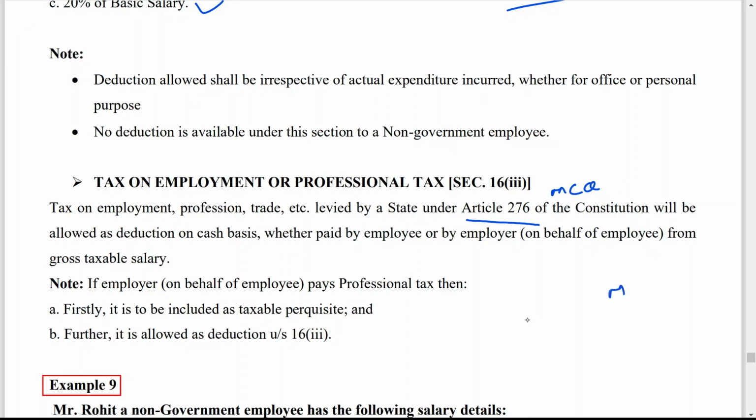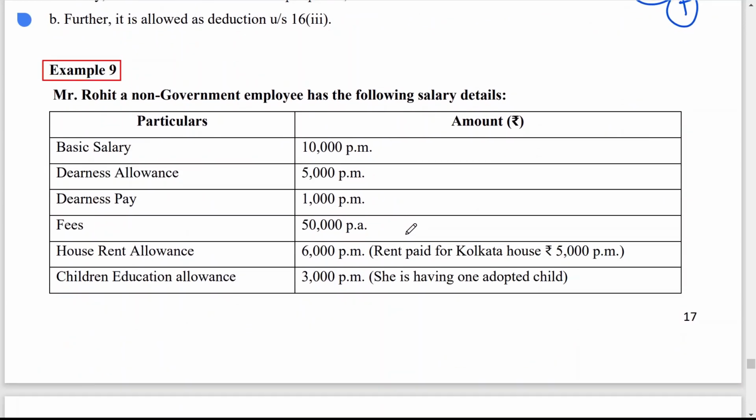Let us say Mr. X is the employer of Mr. Y and Mr. X is paying the professional tax of Mr. Y. So what treatment in this case do you have to do? You have to add it into the salary of Mr. Y as a perquisite, and then the same can be claimed as a deduction also. So this is all about professional tax, section 16 subsection 3. Now we will discuss one full-fledged example, which can be asked for 12 marks, 10 marks or 15 marks also.